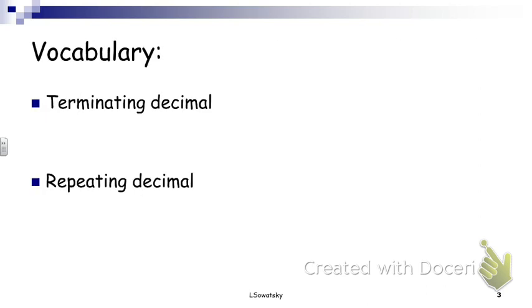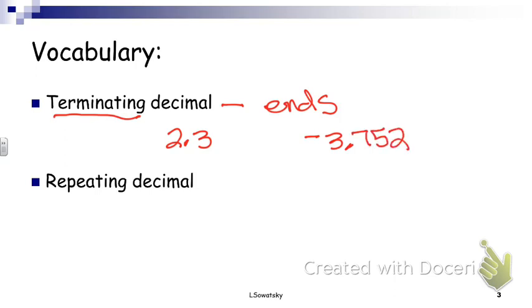All right, terminating decimal just means that it ends. Terminating comes from the Latin terminus, meaning to end. All that high school Latin is paying off. So say something like 2.3, that would be a terminating decimal. Negative 3.752. It ends. So that's considered a terminating decimal. I started reading the next line.